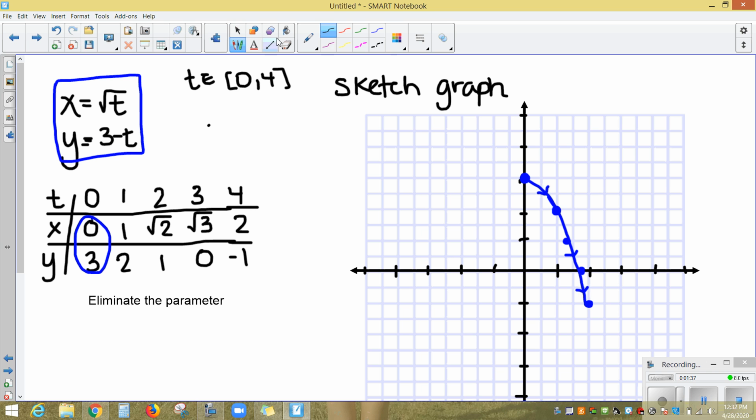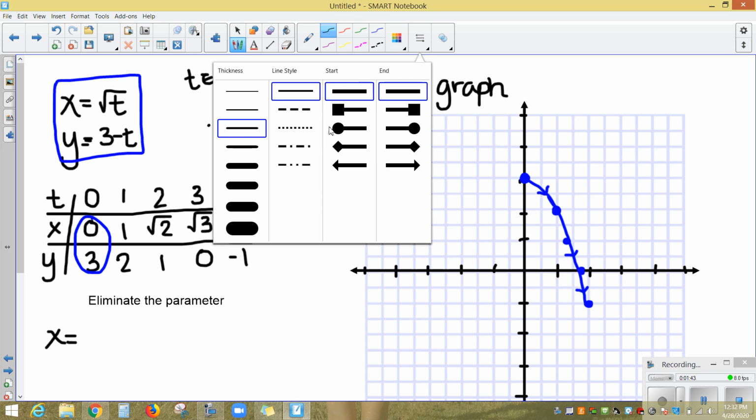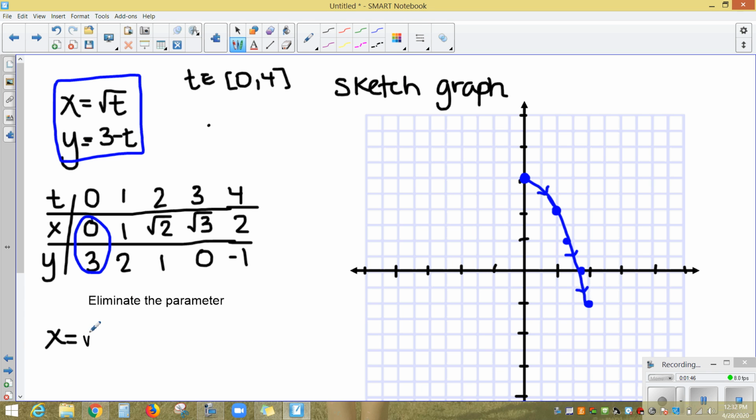There's more than one approach we can take, but the one we'll use most often is substitution. We think of this as a system of equations because it's pretty much what it is. I've got two equations and three variables, but I want to get rid of one. We can do this with either variable, x or y. If I look at x equals square root of t, to solve this for t, I can square both sides and say t is equal to x squared. Then when I come over to the y equation, y equals 3 minus t, I can replace the t with the x squared I found.